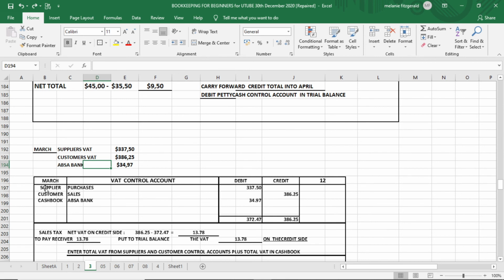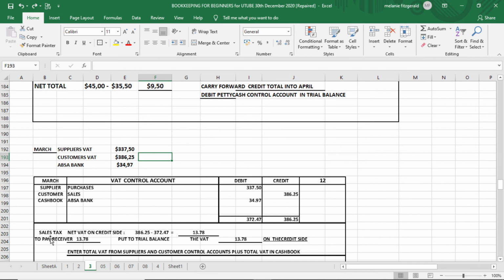So from the suppliers control account, we debited that VAT of theirs with $337.50. The customers control VAT that we brought forward, we credited the VAT control account with $386.25. And from the cash book, the APSA cash book, we then brought forward an amount of $34.97 in VAT from the cash book. Okay, so we added up the totals. On the credit side, it was $386.25. And we added up the total of the debit side of $372.47.